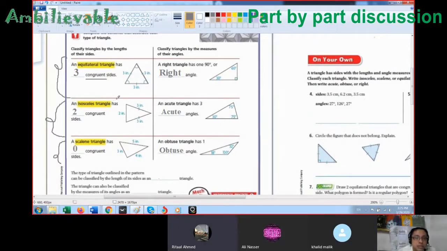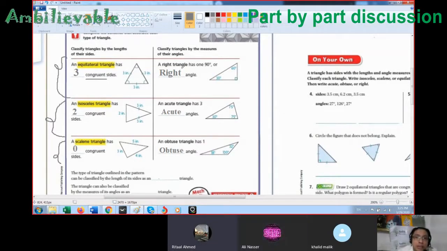Isosceles and scalene. A scalene triangle has zero congruent sides. Okay. Correct. Very good.